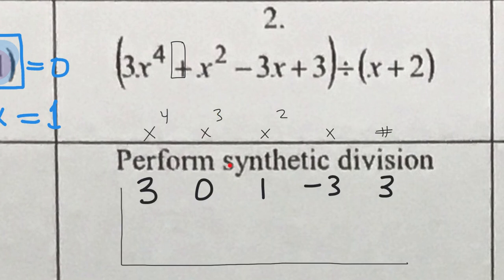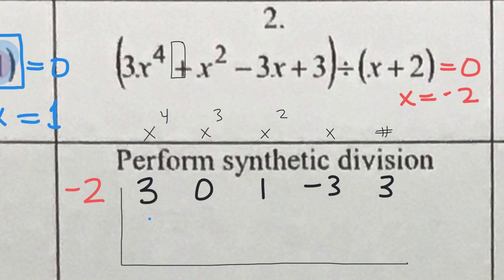We don't have an x cubed, but we have to have a place for it. So there's a 0 that represents how many x cubes we have. And now we find the number on the outside by solving your divisor. x plus 2 equals 0, so that number is -2. And now we perform your synthetic division.